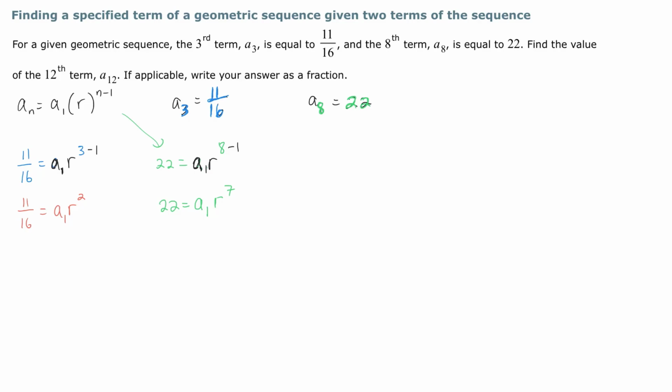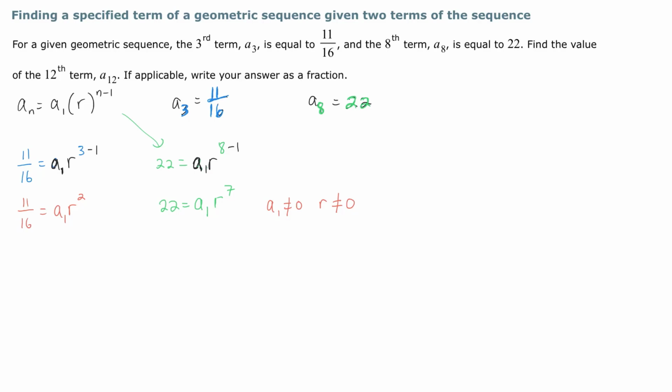It would be nice to be able to find the common ratio. There's a couple things we know. We know that a sub 1 is not 0. We also know that r, the common ratio, is not 0. If either one of these are zeros, we won't be talking about a geometric sequence. So we know that by definition, a sub 1 is not 0. The common ratio is not 0.